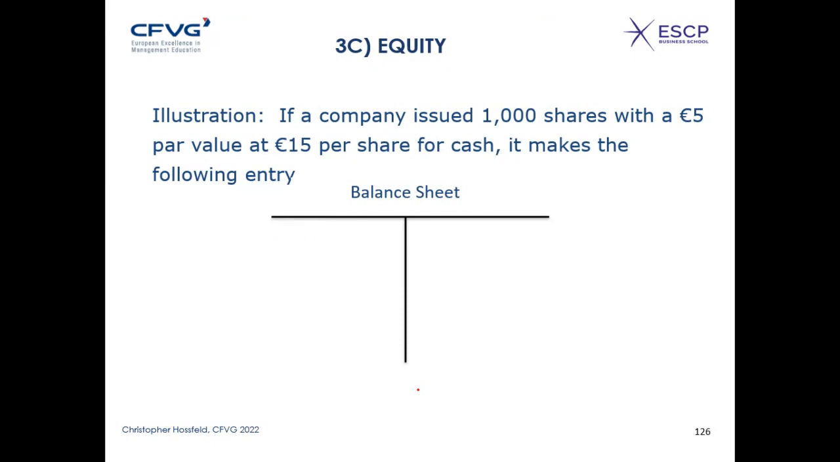Here we have a company that issues 1,000 new shares with a par value of 5 euros, and they issue them at 15 euros per share. Then we check what the accounting impacts are on the balance sheet. But first of all, I have another question. 15 euros is the issuance price of the new shares. My question is, where do I get the 15 from? Who determines that the issuing price is 15 euros, and how do we determine that?